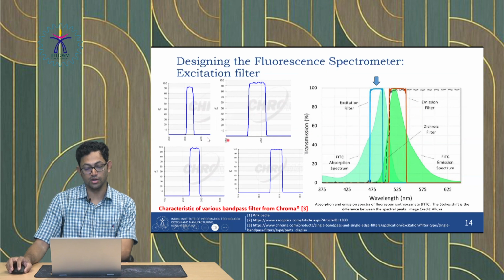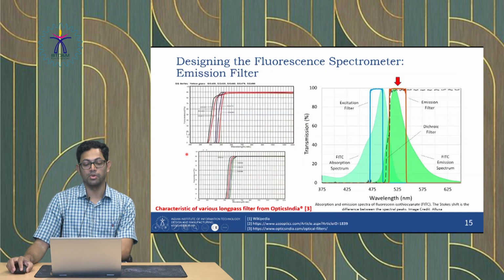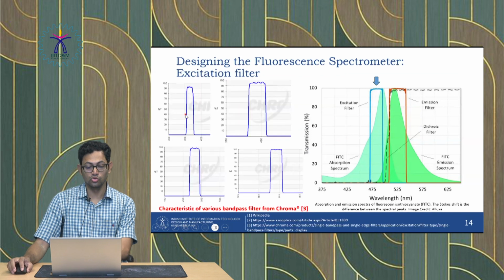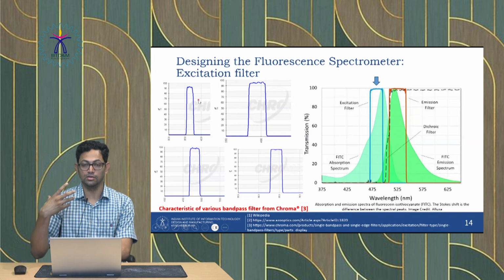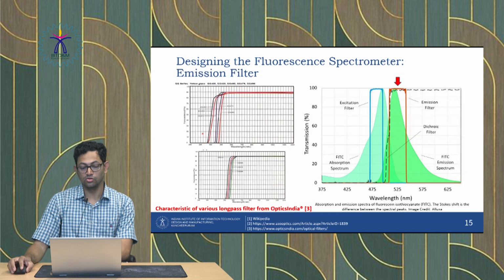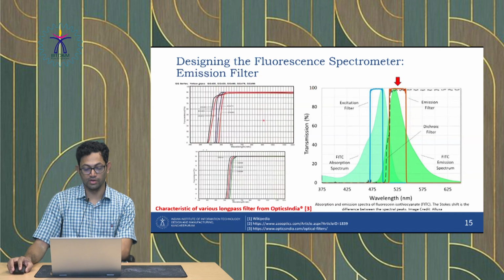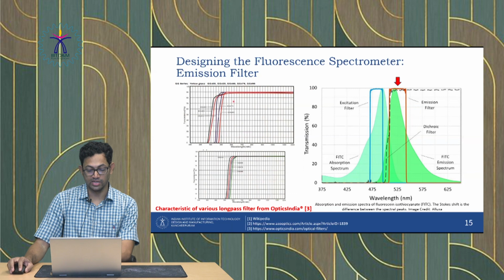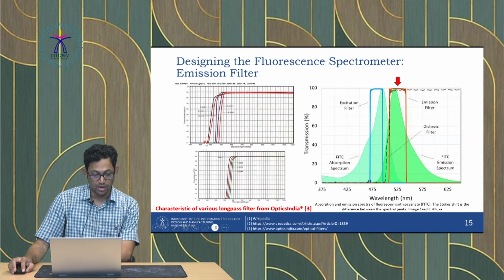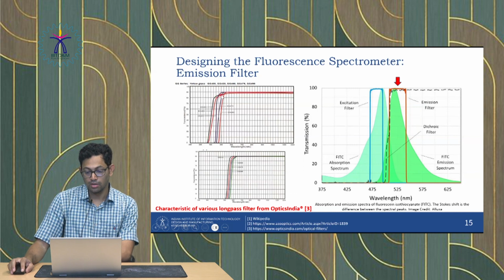Next is what are the types of excitation filters available. Here you can see there are 4 different types of band pass filter that I have mentioned. You can choose accordingly, depending on the absorption spectrum of your dye. Similar to this, you have a long pass filter, available from Optics India, for example. And you can see this is the characteristic of your long pass filter.